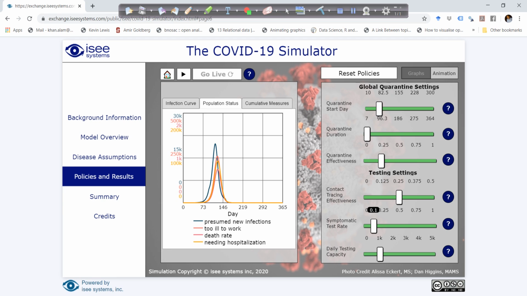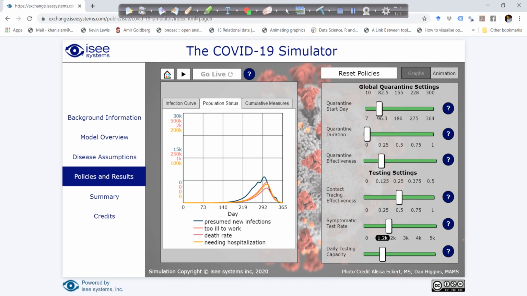What about symptomatic testing? Instead of 1 in 10 days, where 1 means testing in 1 day, if we can manage to test, say, in 2 days, look at the effect. And if you can manage 0.33, which basically means that we can test a symptomatic case in 3 days, look at the immense reduction.